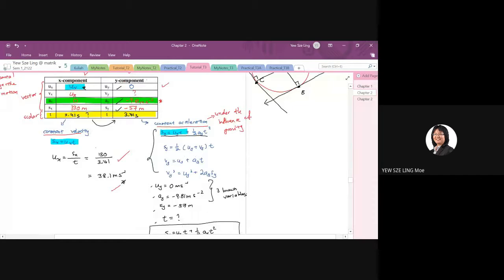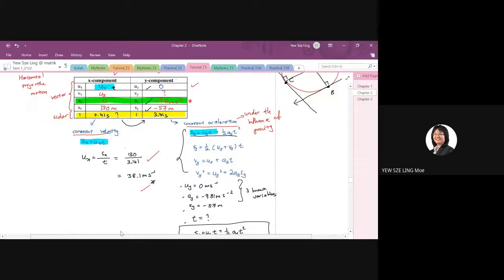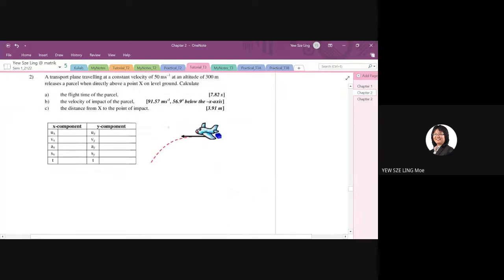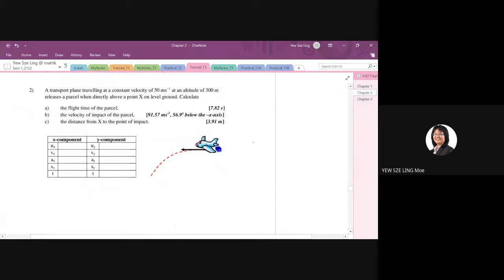Okay, so let us try a second question. The second question is very similar to the first one.